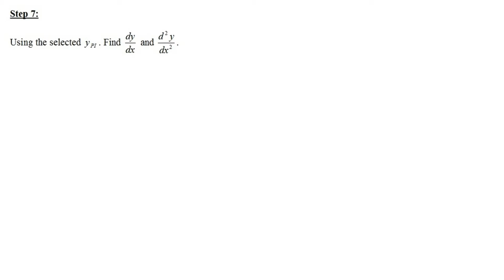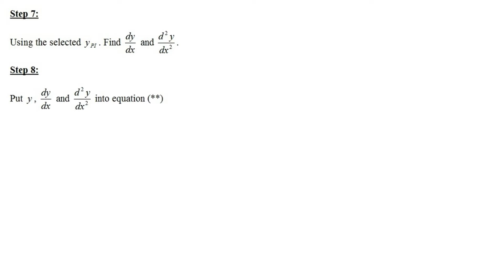Now, once you've selected your ypi from the table, so once you've made your choice for ypi in step 6, in step 7, you need to take your ypi and you need to work out dy over dx using your ypi and d2y over dx squared using ypi also, okay? So you need to take, in other words, your ypi choice and differentiate once for dy over dx and differentiate twice for d2y by dx squared, okay? Once you've done that, go to step number 8.